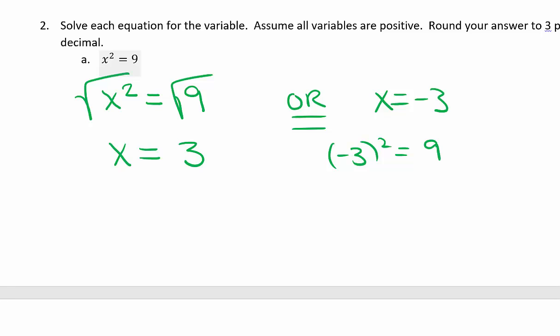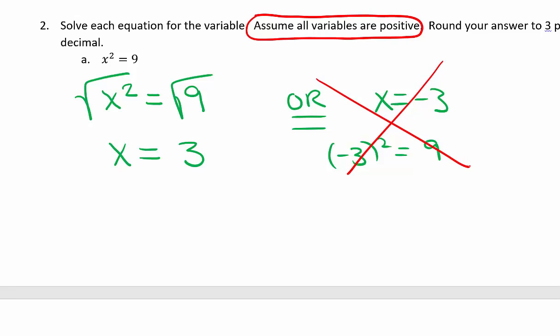However, we're going over this technique because we're going to be using this a little bit later in Math 120, and we're going to be using it in the context of working with some exponential growth problems. In that particular context, all of the variables that we're going to work with are going to be positive, and so we're not going to worry about negative solutions.